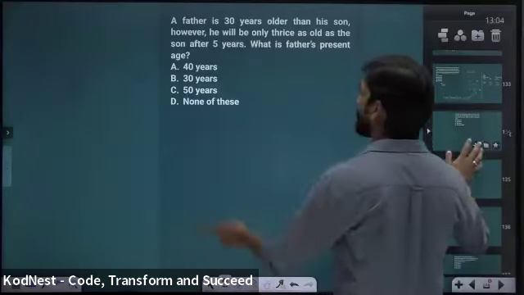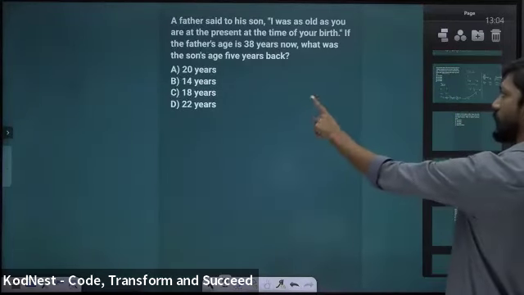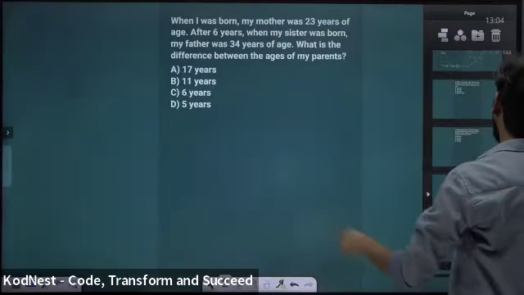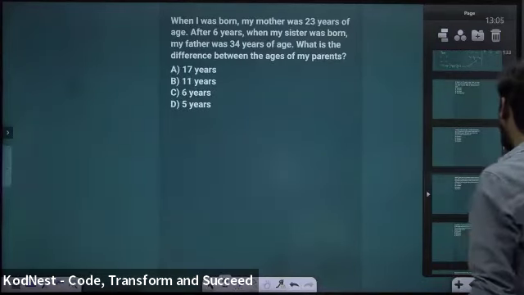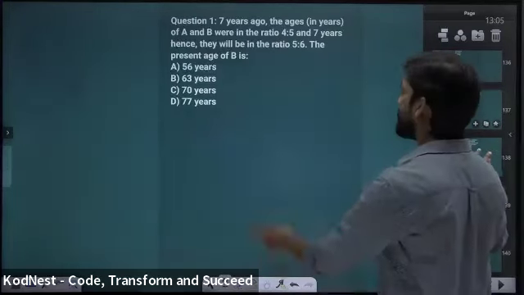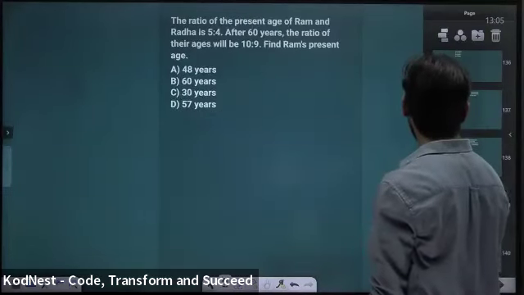Okay, so there are other questions also. This is based on age difference. This one also is based on age difference, and this one also. Most of the questions you will see are based on age difference. This question I will solve again based on age difference, and I will tell you how.